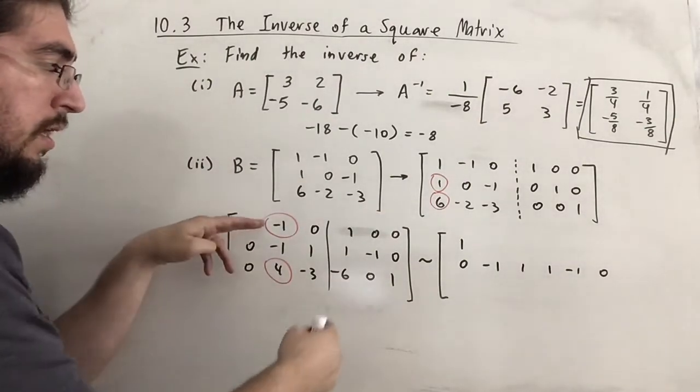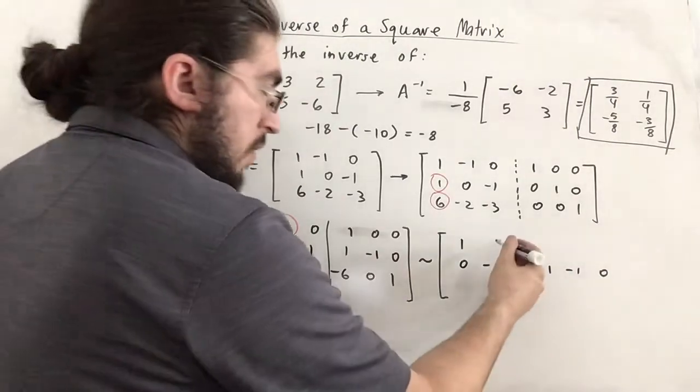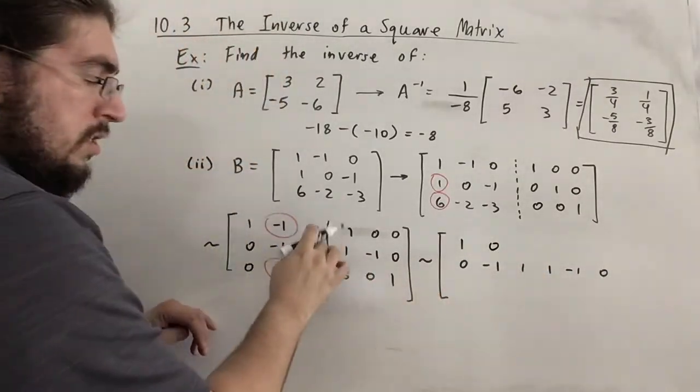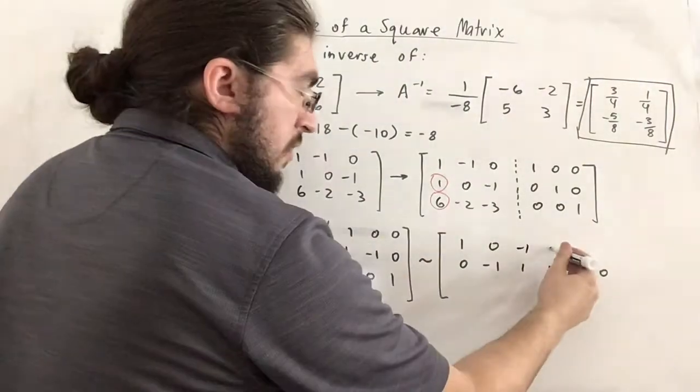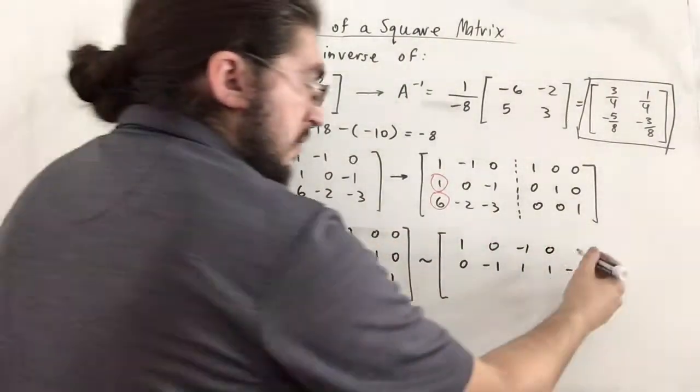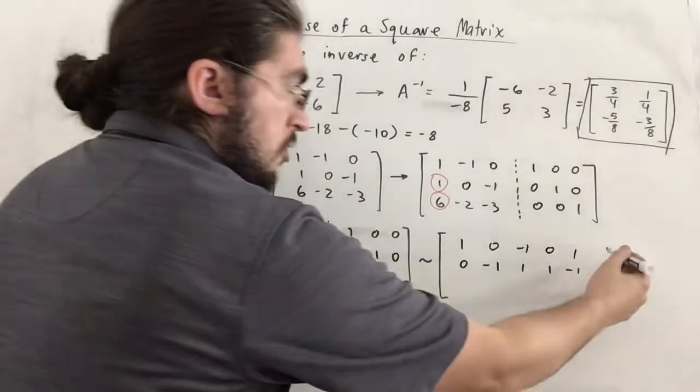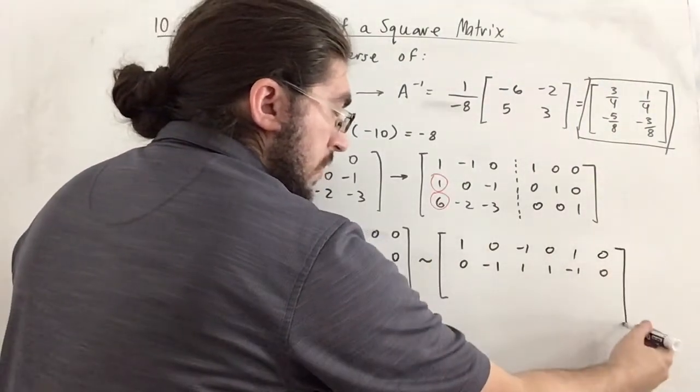So 1 minus 0 is 1. Negative 1 minus negative 1 is 0. 0 minus 1 is negative 1. 1 minus 1 is 0. 0 minus negative 1 is positive 1. 0 minus 0 is 0. So that's the new row 1.